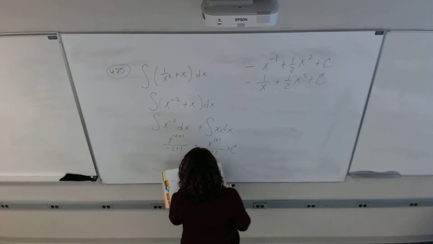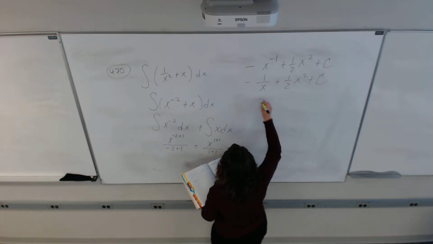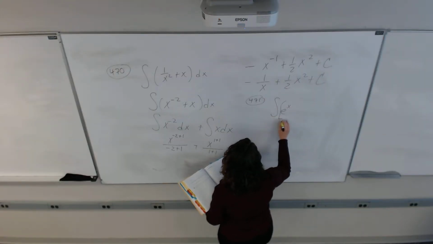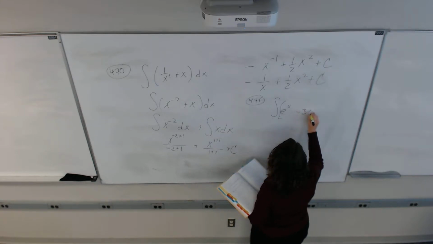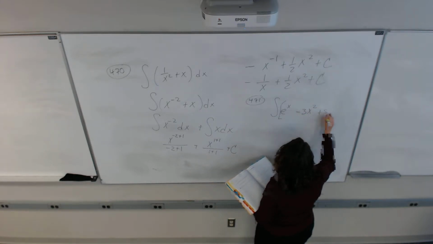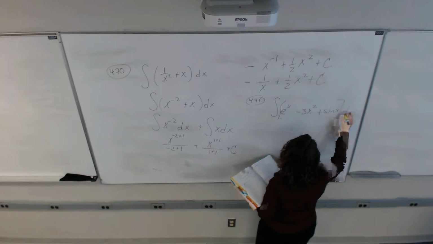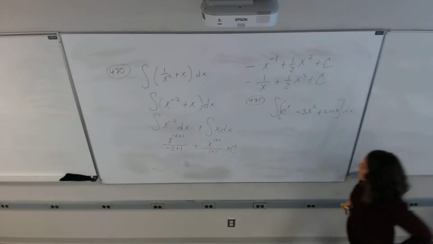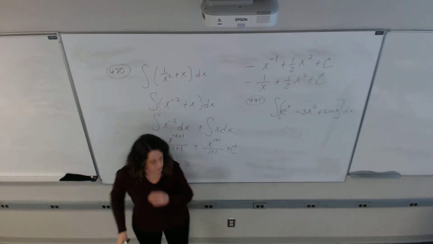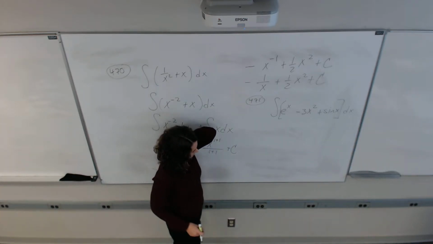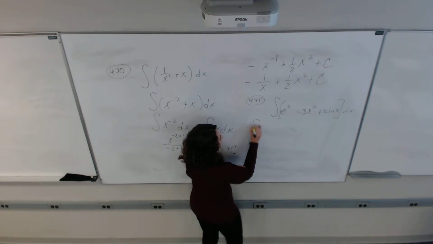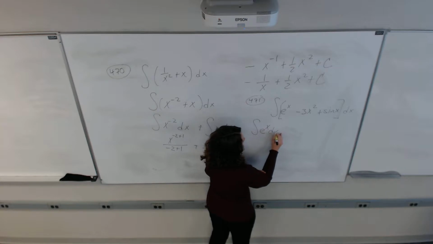Let's look at another one. So this is 4.7.1. You have the integral of e to the x minus 3x squared plus sine x dx. So if you're looking at these, you would split them up. Integral of e to the x dx.